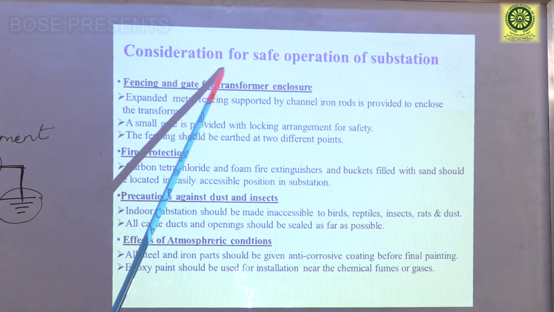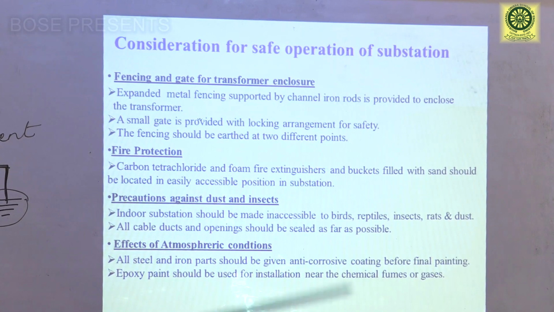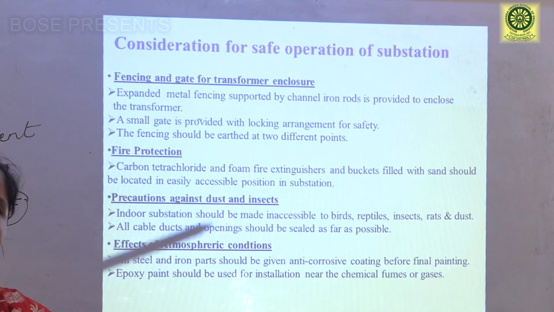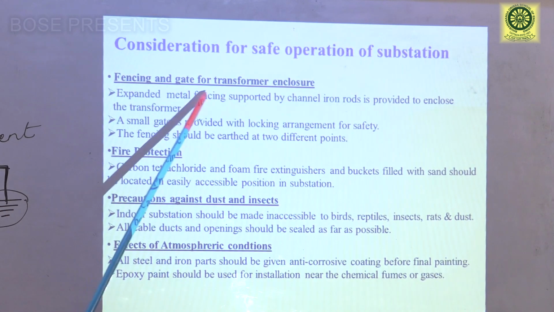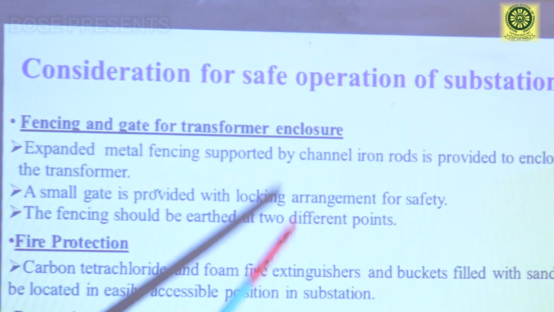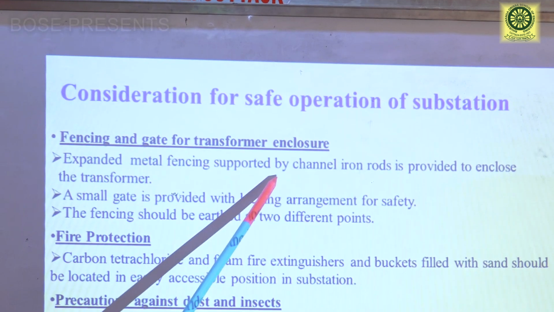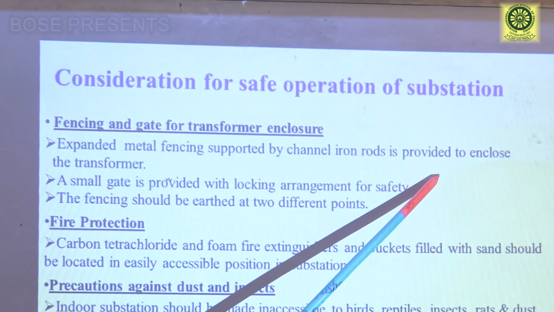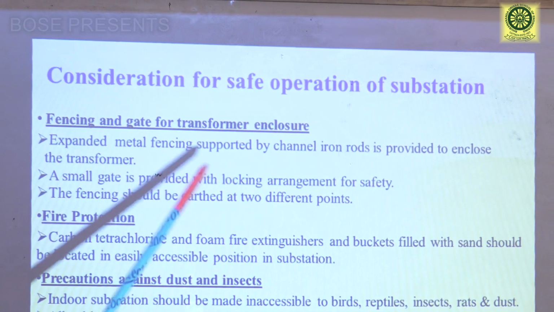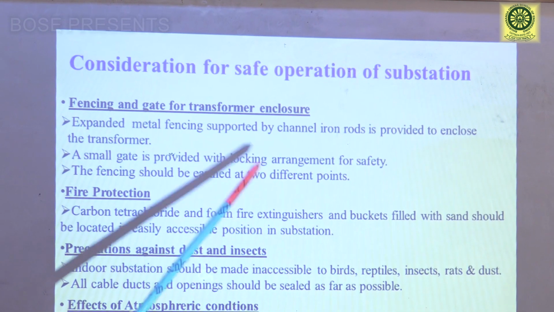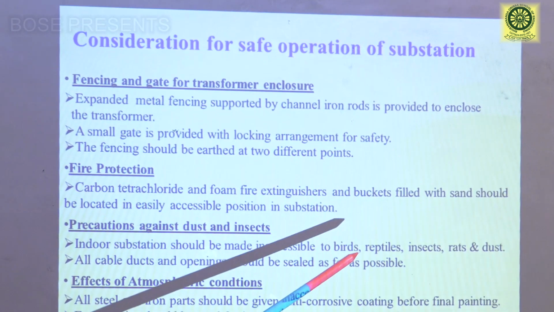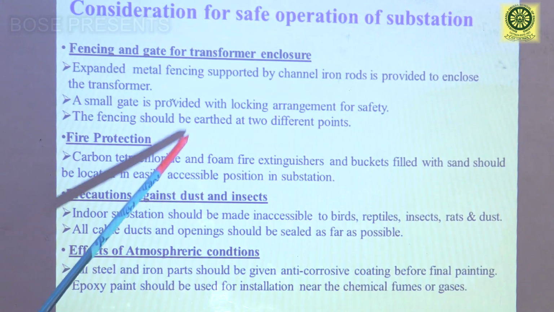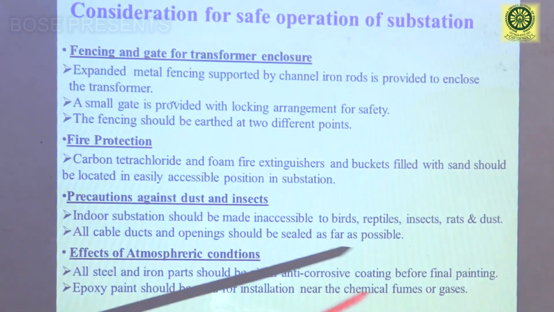Now come to considerations for safe operation of a substation. What are the considerations for operating a substation safely? First, fencing and gate for the transformer enclosure. Expanded metal fencing supported by channel iron rods is provided to enclose the transformer. A small gate is provided with a locking arrangement for safety. The fencing should be earthed at two different points.